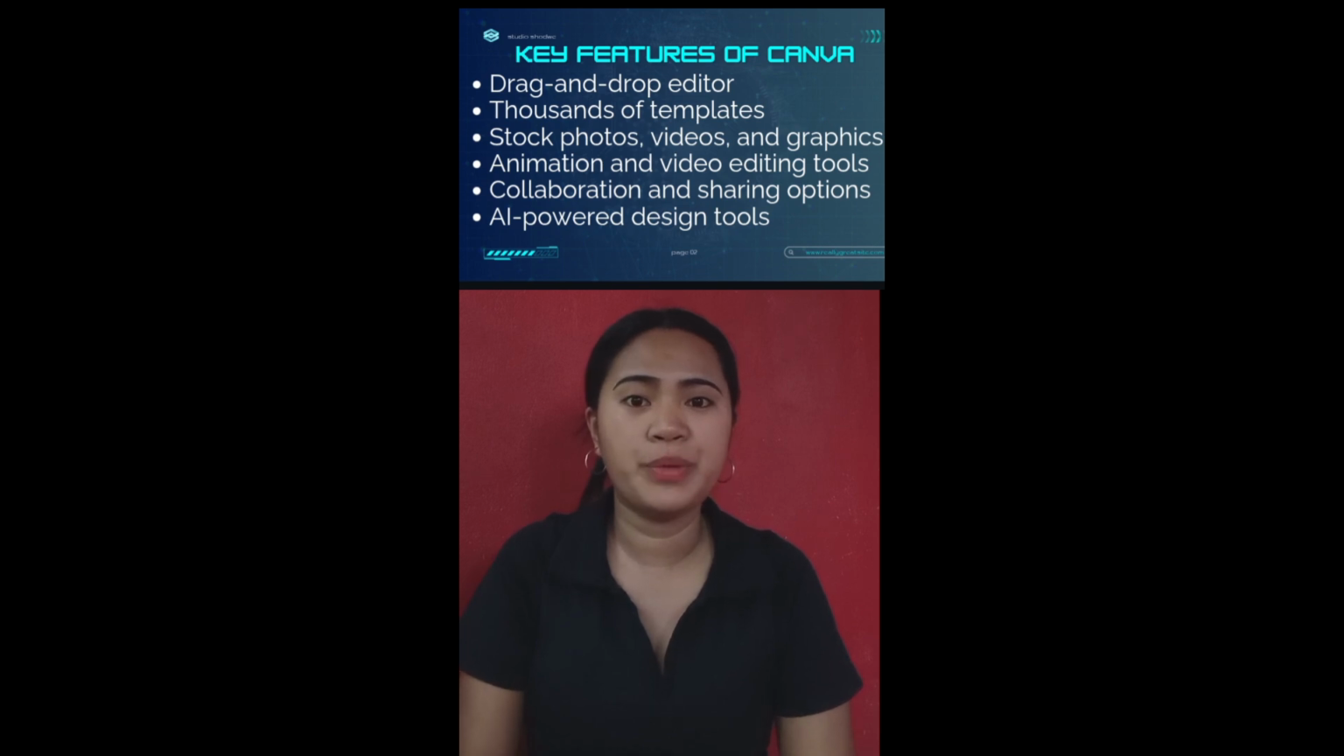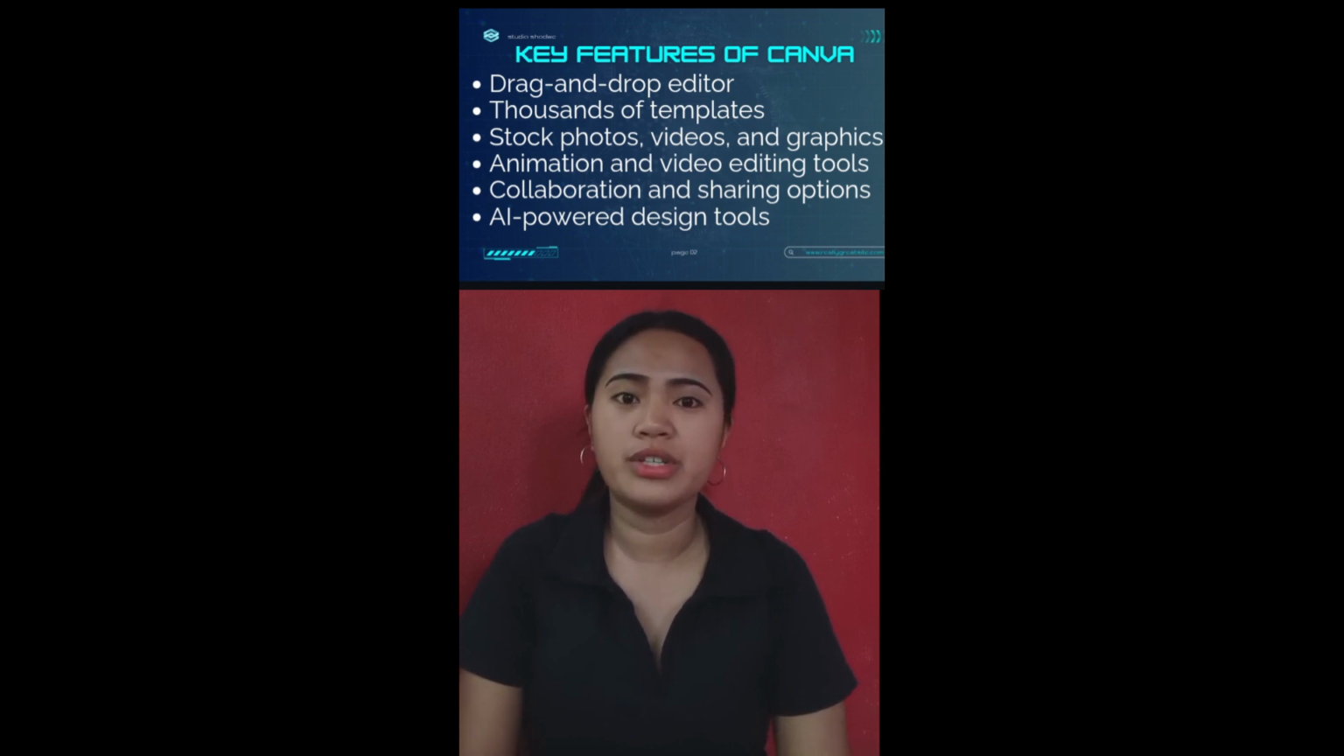Number three, stock photos, videos, and graphics. Canva has a large built-in library of photos, videos, icons, stickers, illustrations, and design elements. This allows users to create visually appealing projects without searching for images on different websites. For example, if I am making a report about the solar system, I can easily search for planet images and space icons within Canva.